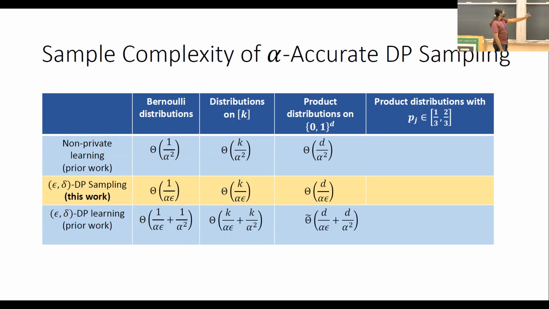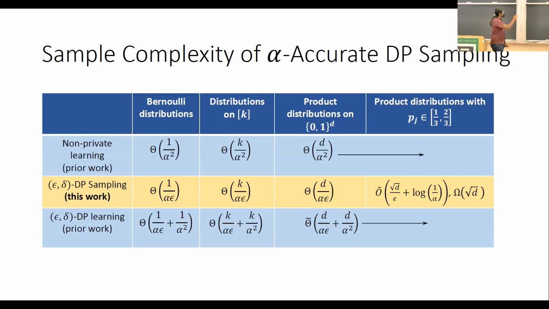And so for general product distributions, we found similar results. Things just scale linearly with d and behave similarly to previous settings. But for these product distributions of Bernoullis with bounded biases, we found something interesting. In the learning setting, these are actually the hard instances. So you can show that the same sample complexities apply for this class. The sample complexity of non-private learning of this class of product distributions with bounded bias is still d over alpha squared, and for epsilon-delta DP learning, it's still d over alpha squared plus d over alpha epsilon.